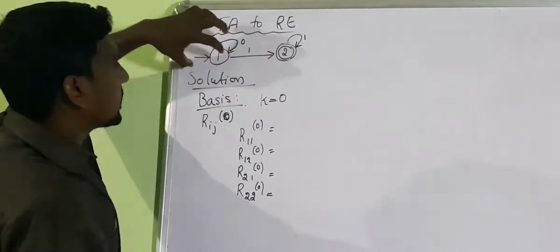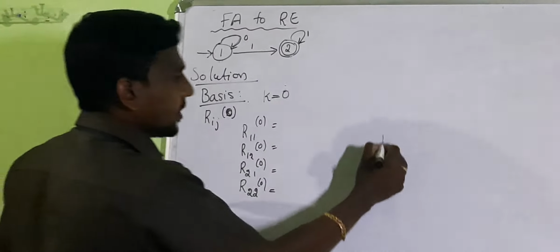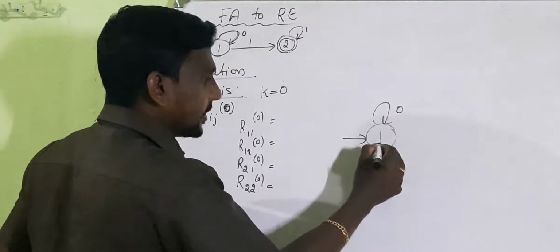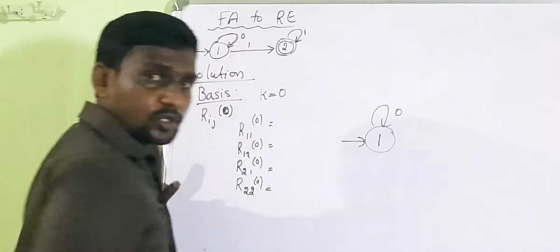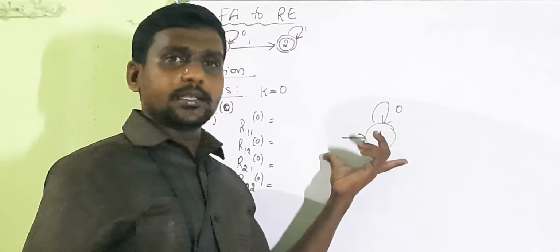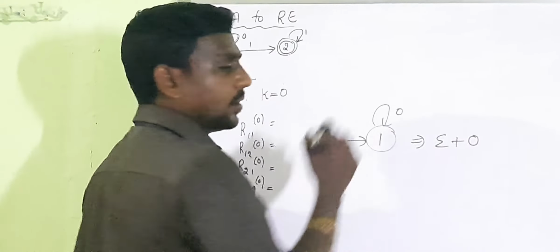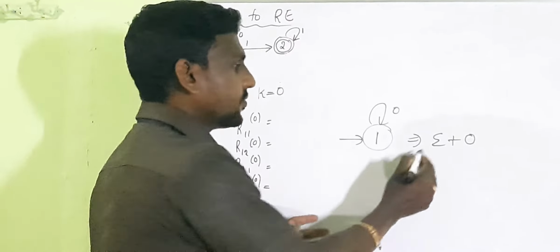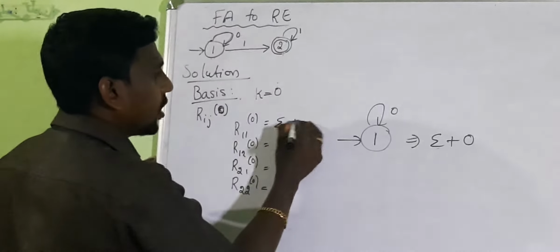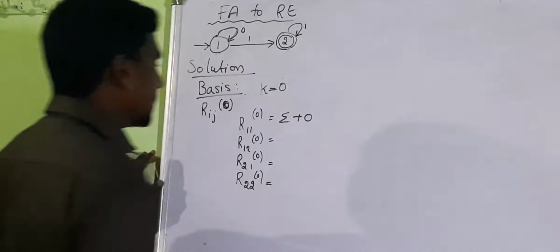Now take starting state and accepting state as 1, 1. So only this case, you see in the automata. Starting state is 1, accepting state is also 1. So R11 power 0. I told you, in the theorem, if the automata is like this, the regular expression is epsilon plus 0. Why do I put epsilon? A single state means we have to put epsilon. You just refer to the theorem. So R11 power 0 is epsilon plus 0. How does it come? Based on the basis part theorem.